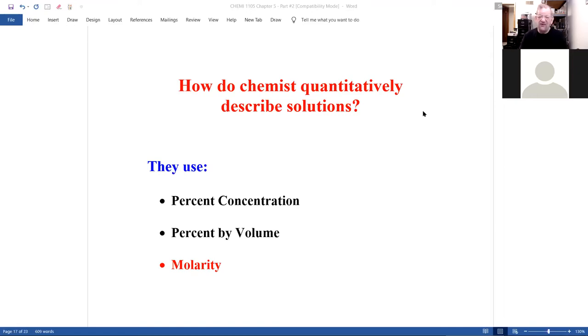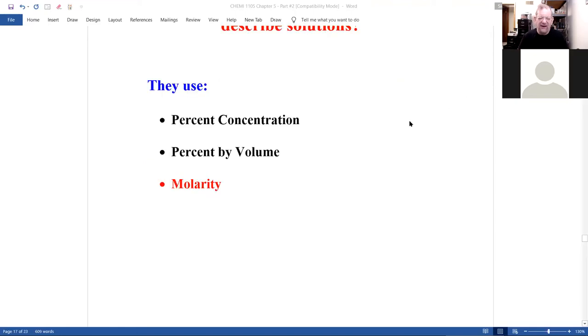So I could tell the student, hey, make this solution. And all the students, if they knew what I was talking about, and hopefully you do, would be able to go in the lab and make the identical solution. Well, we use what's called concentration. And what I'm talking about is concentration. Now, there are three different types of concentration. Percent by mass, percent by volume, and molarity.